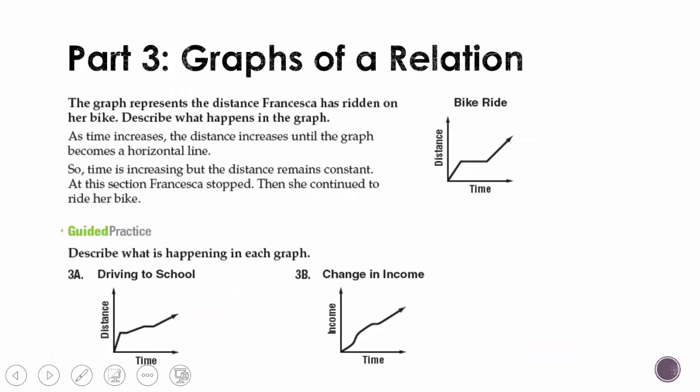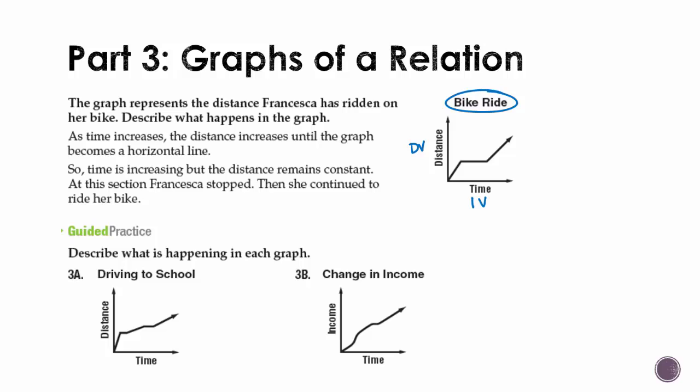Alright, last thing, we got graphs of a relation. So when we look at these graphs, you need to pay attention to several things. You need to pay attention to the heading up here. That tells you what's going on. This down here is always your independent variable, so what's changing as a result of the experimenter. And then this is always your dependent variable, so whatever we're talking about.